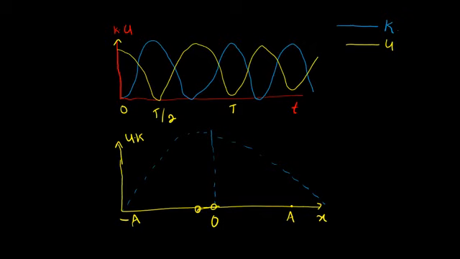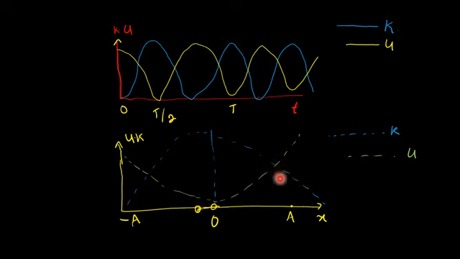This is your plot for kinetic energy. But when you plot for the potential energy, your potential energy will be opposite to the kinetic energy, and it will be like this one. This is your plot for potential energy. Here you can see the plot of kinetic energy and potential energy versus displacement. Energy is continuously being transferred between the kinetic energy and potential energy.